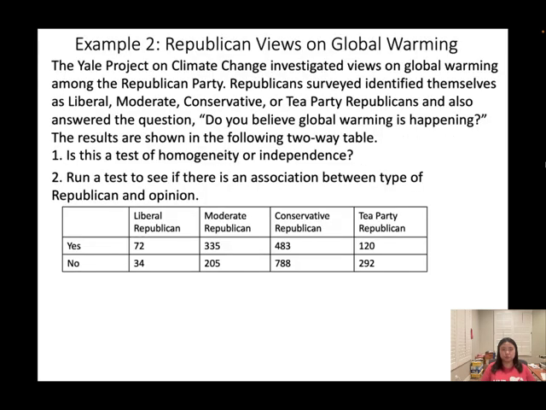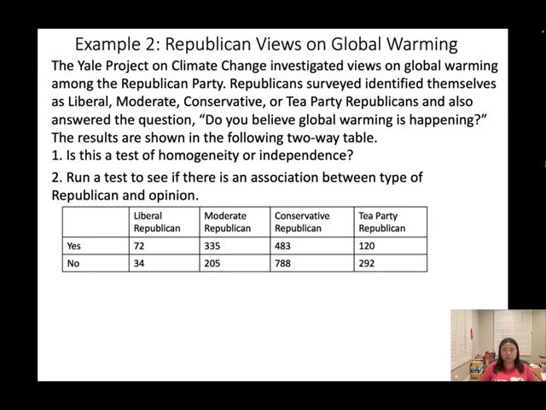Okay, example 2. The Yale Project on Climate Change investigates views on global warming among the Republican Party. Republicans surveyed identified themselves as liberal, moderate, conservative, or Tea Party Republicans and also answered the question, do you believe global warming is happening? The results are sorted in the following two-way table. Number 1, is this a test of homogeneity or independence?